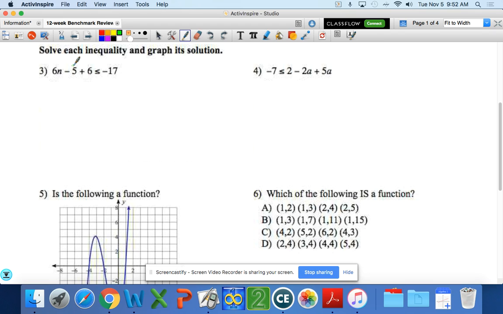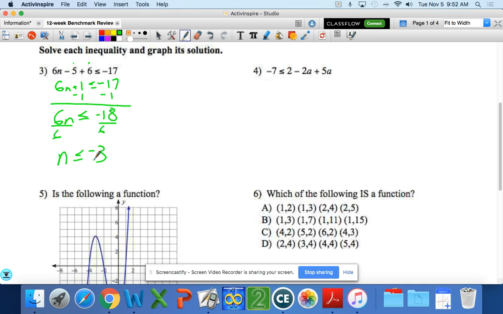So we have to combine like terms first, here and here. We get 6n plus 1 is less than or equal to negative 17. Subtract 1, 6n is less than or equal to negative 18. Divide by 6, divide by 6. We are looking for n is less than or equal to negative 3.